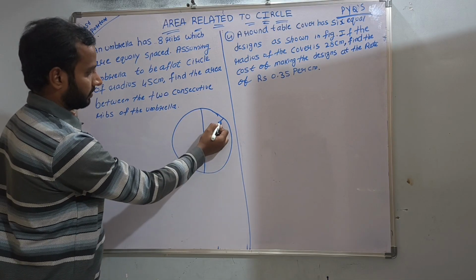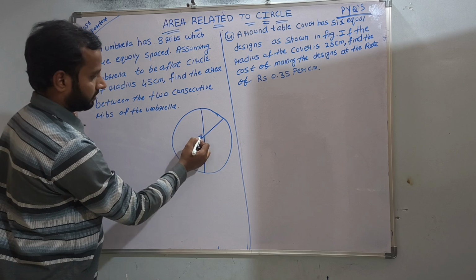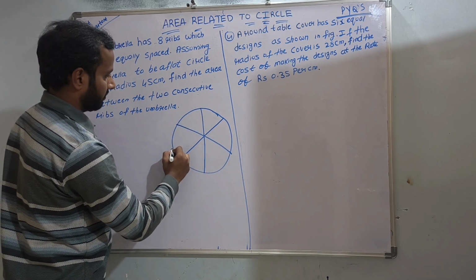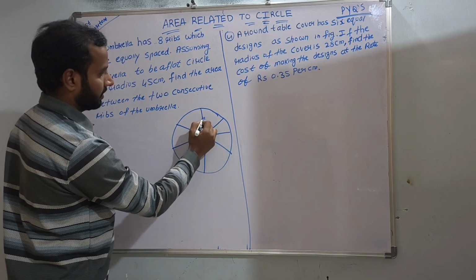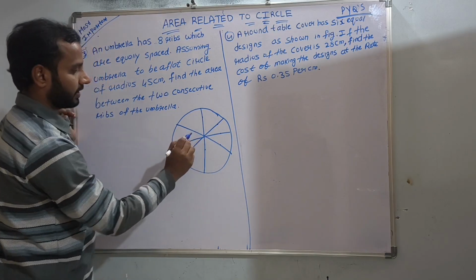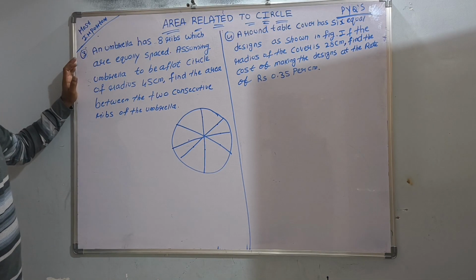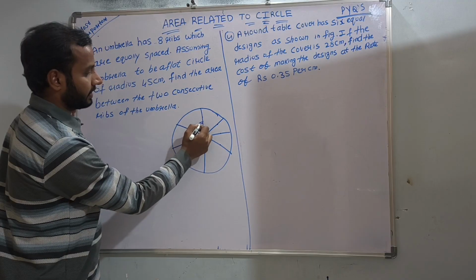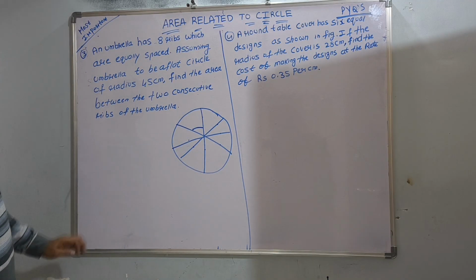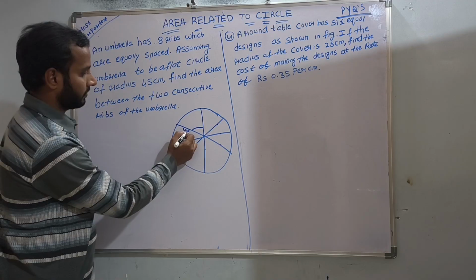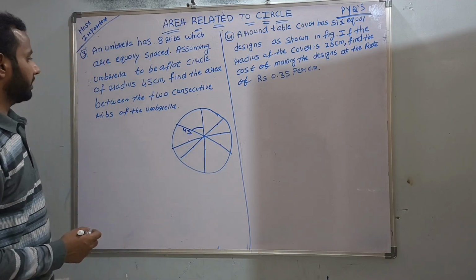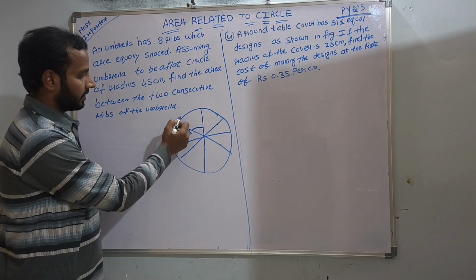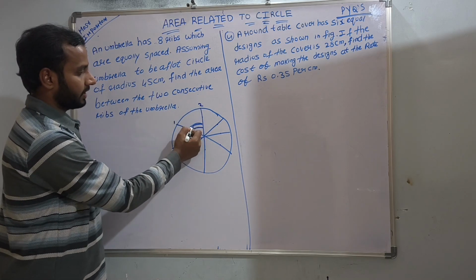1, 2, 3, that is 1, 2, 3, 4, 5, 6, 7, 8. Umbrella is having totally how many ribs, sir? 8 ribs, which are equally spaced. In the figure it is not equally spaced, but they have given it as equally spaced. Assuming the umbrella to be a flat circle, the radius they have given you is 45 centimeter. Find the area between the two consecutive ribs. Two consecutive means one after the other. That is, if one rib is the first and the next is the second rib, then the area between these two ribs I need to find.